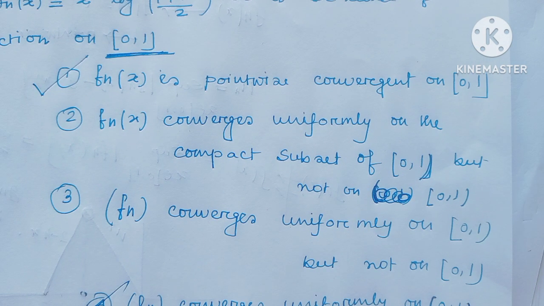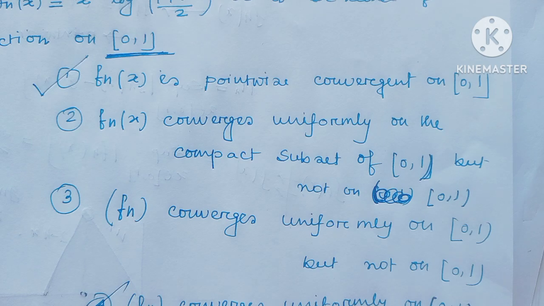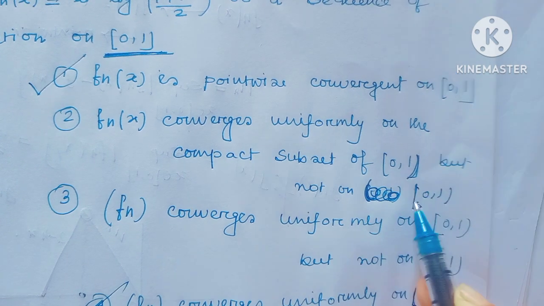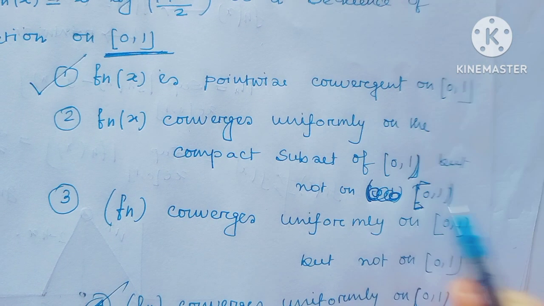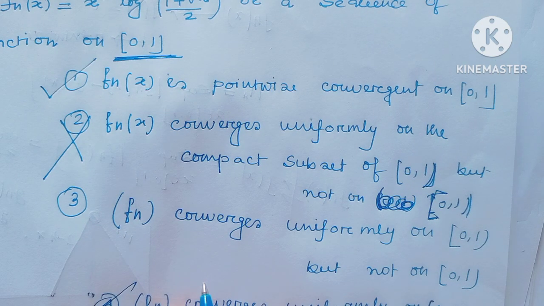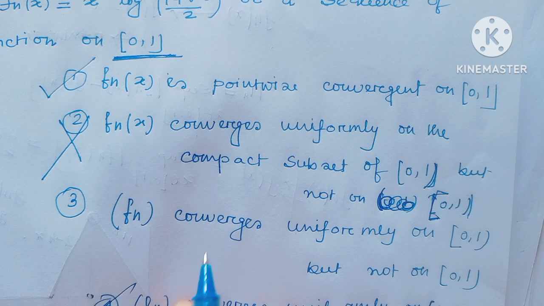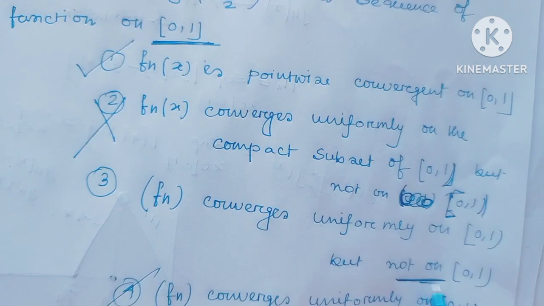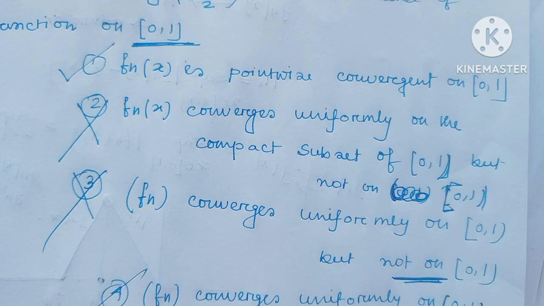Option 2, fn(x) converges uniformly on compact subsets of [0, 1) but not on the closed interval [0, 1]. This is not true because fn(x) converges uniformly on the closed interval [0, 1]. Here also not true, because here it is given 'not'. So option 1 and option 4 are the right options.